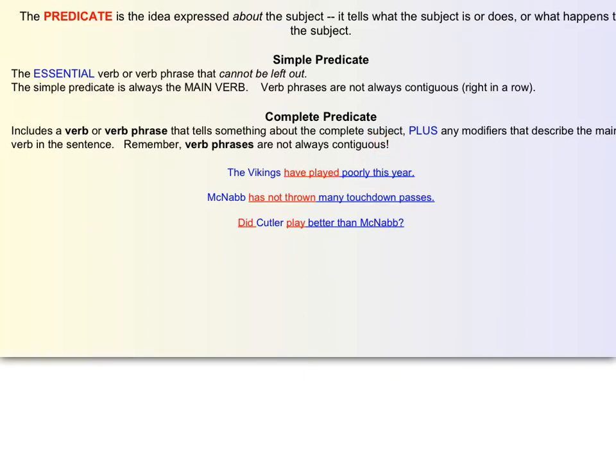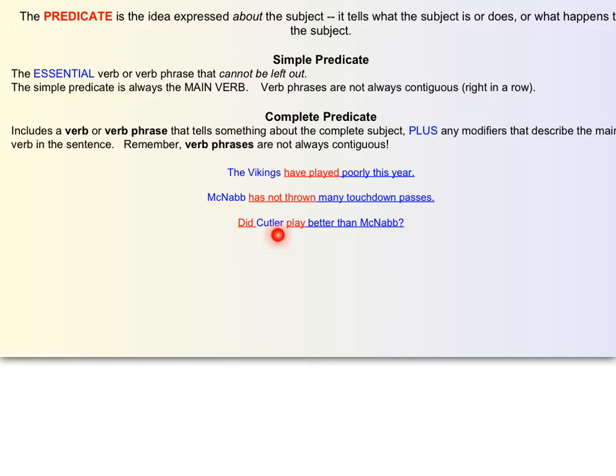In all of these examples, I've underlined the complete predicate, and I've put in red the simple predicate. The Vikings have played poorly this year. Have played poorly this year, that is our complete predicate. But really the essential part is have played, and so that's the simple predicate. It's true we get more information with this other piece, but this is the part that makes it a complete thought. McNabb has not thrown many touchdown passes. Has not thrown many touchdown passes is the complete predicate. Has not thrown is the simple predicate.